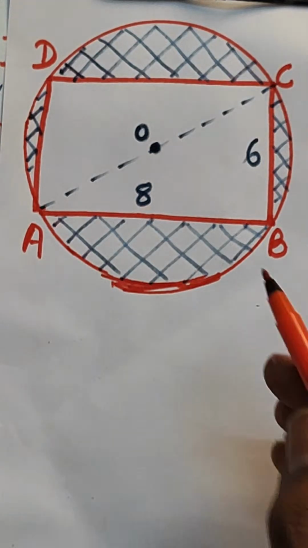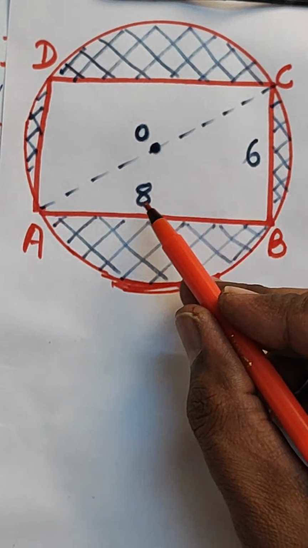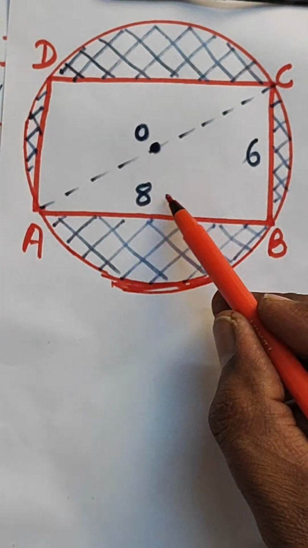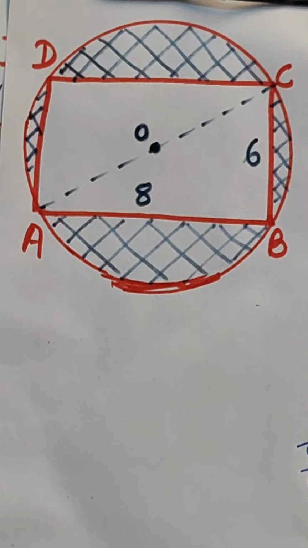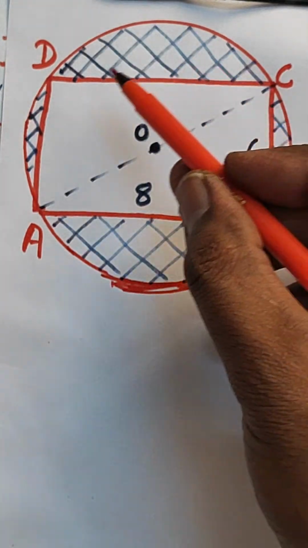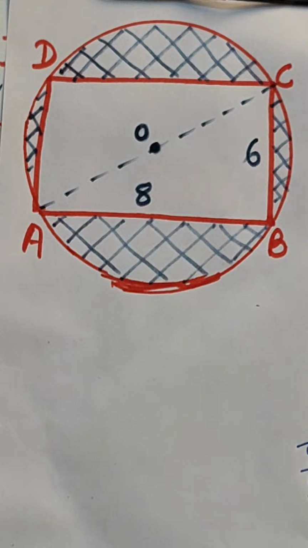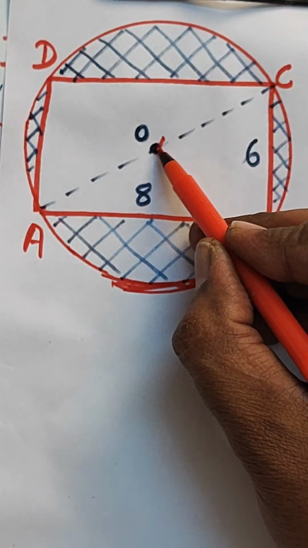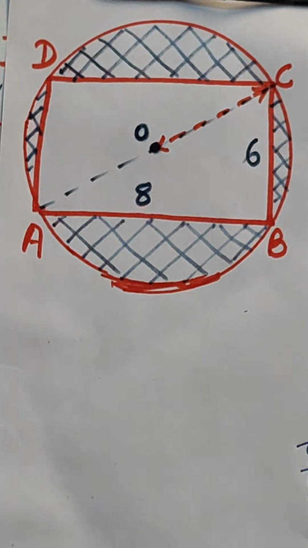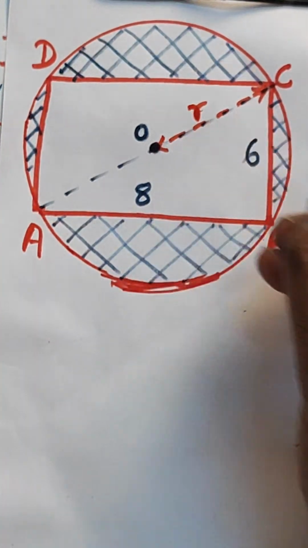The area of the rectangle is nothing but 6 into 8, because length into breadth, right? That is 48 centimeter square. That is the area of the rectangle, you can easily calculate. But how will you identify the area of the circle, so that you can subtract the area of the rectangle from the area of the circle to get the area of the shaded region, right? To calculate the area of this circle, you should note the radius of this circle. This radius should be known to you, and this radius can be calculated.